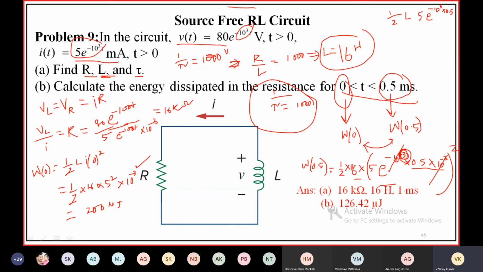We're going to get e power minus 2 into 0.5 into 25 into 8. Okay, you're going to get 73.575, or 576 microjoules.